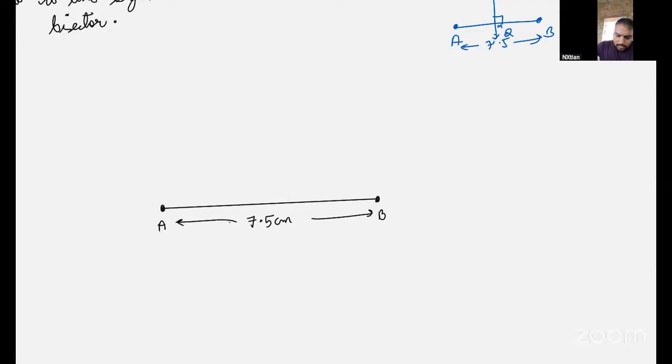Okay. Now, put your needle on A and open more than half. Any measurement you can take, but it should be more than half, not less than or equal to half. This is the half part, no? If you put your pencil, this will be the half part. Open more than half, like you can open till here. Are you getting my point?